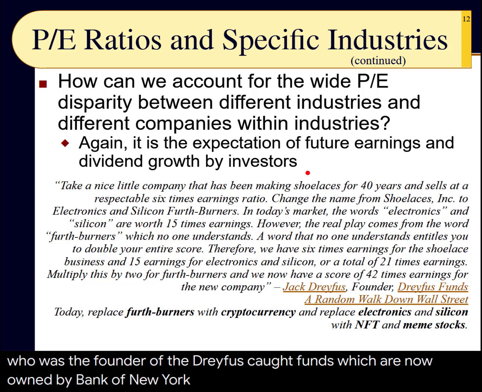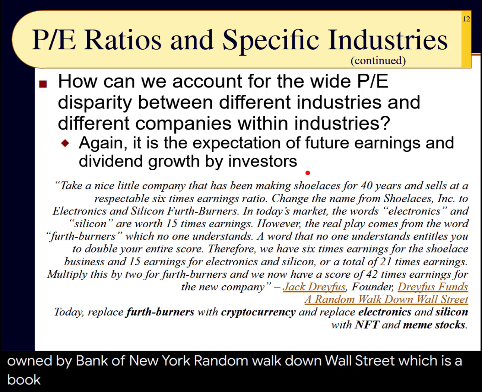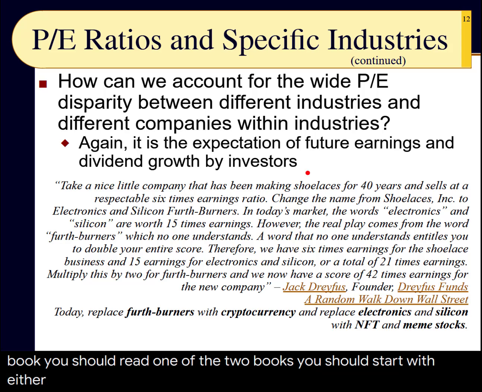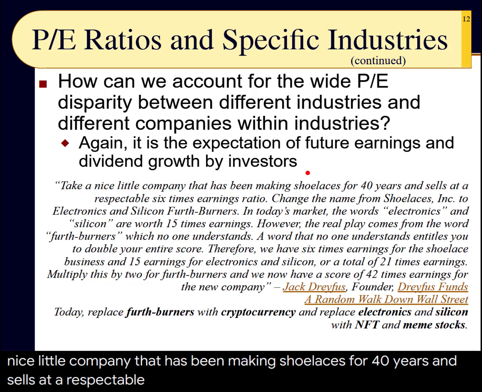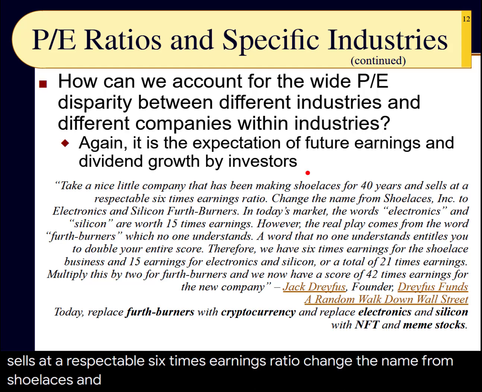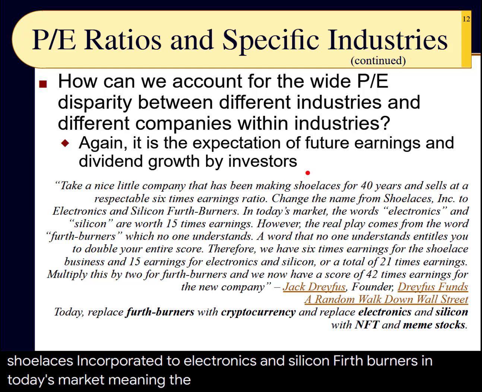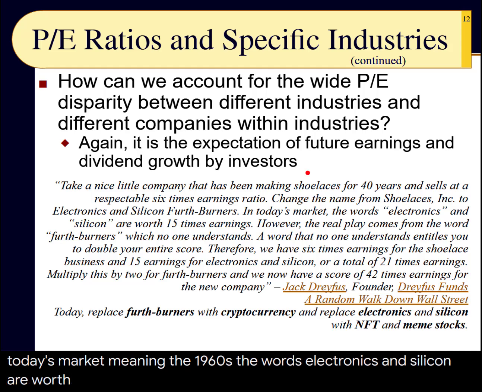It's from A Random Walk Down Wall Street, which is a book you should read. One of the two books you should start with, either A Random Walk Down Wall Street or One Up on Wall Street. Take a nice little company that has been making shoelaces for 40 years and sells at a respectable 6 times earnings ratio. Change the name from Shoelaces Incorporated to Electronics and Silicon Furnishings. In today's market, meaning the 1960s, the words electronics and silicon are worth 15 times earnings.